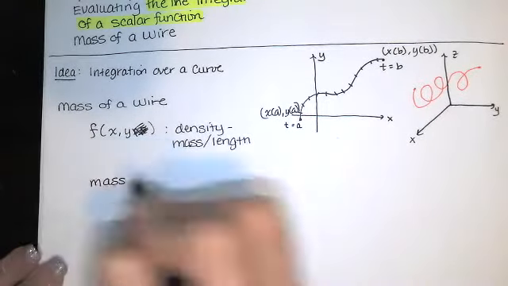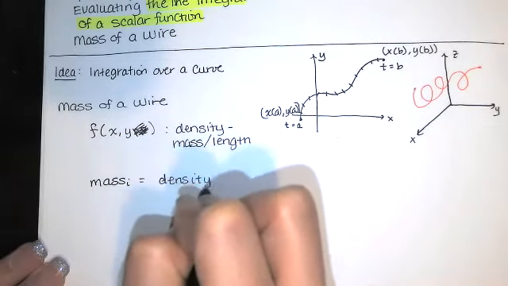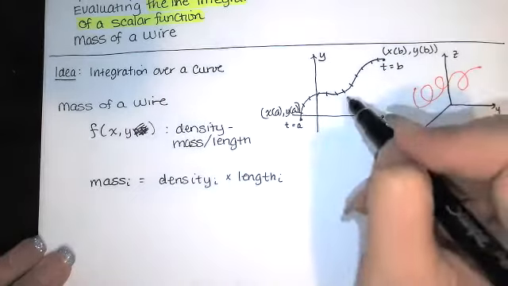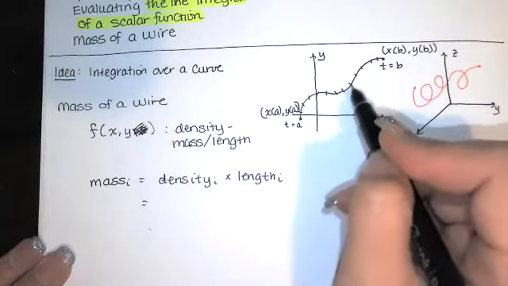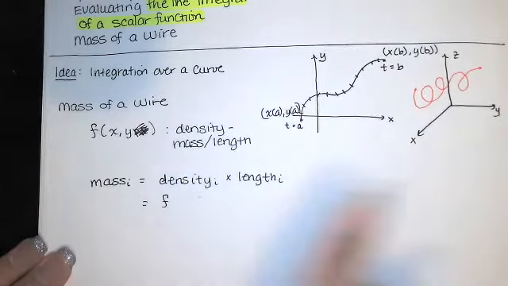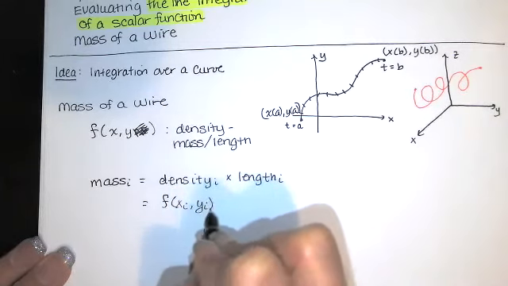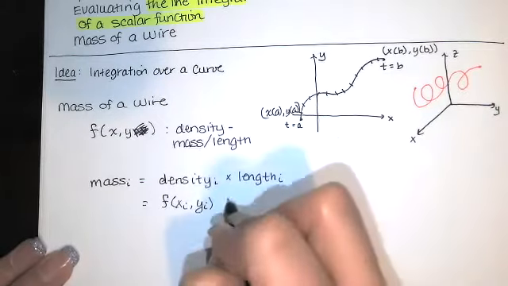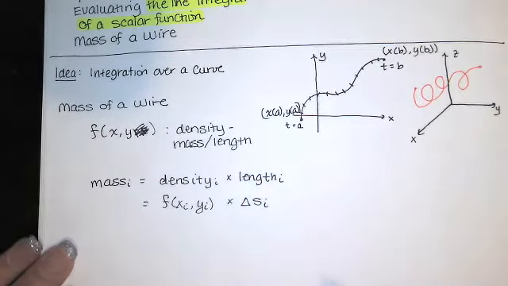Well, then the mass of one of those little pieces is just the density of that little piece, mass per unit length, times the length. So if I'm on the ith piece, that density is approximately constant on that piece because it's so small. That constant density is just given by f of x sub i, y sub i. That's just your density function evaluated at some point on the interval, times the length of the piece. Now we could call that delta s sub i, where s is that arc length that we talked about earlier.